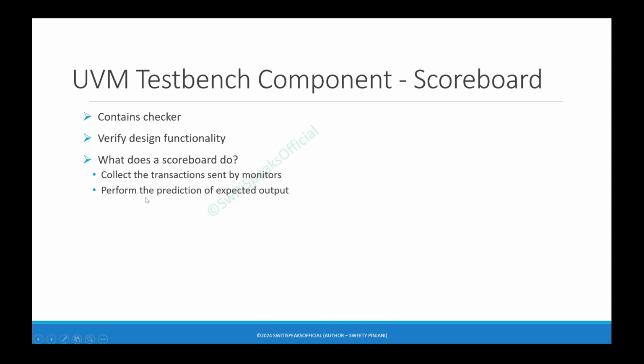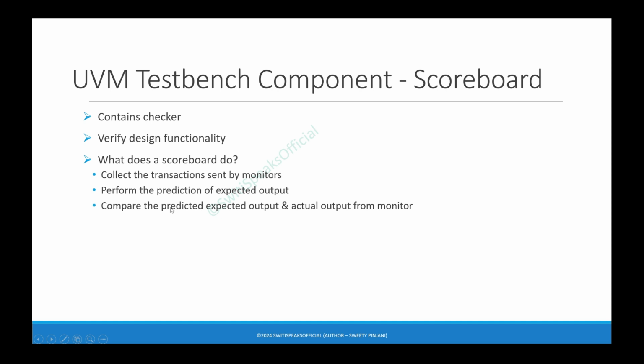Then scoreboard will predict the expected output. You have the actual design output which was collected by the monitor. Now you need to predict some output depending on your DUT. We have something called a predictor or reference model. In UVM, we are going to see what this predictor or reference model is. It is a part of scoreboard and its job is to predict the expected output.